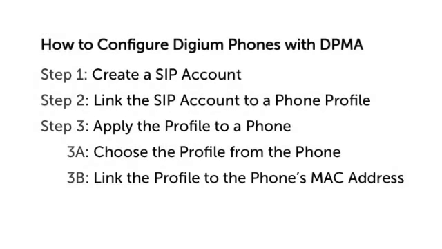Setting up a Digium phone with the DPMA involves a simple three-step process. Step 1 is to create a SIP account in sip.conf.